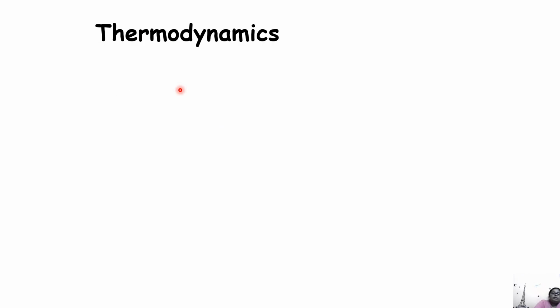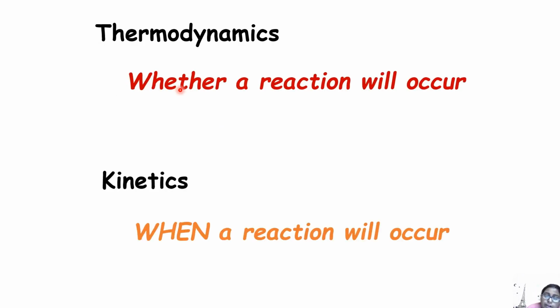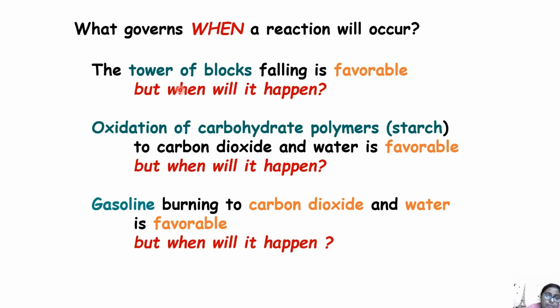Okay, so if we talk about the thermodynamics aspect, we think about whether the reaction will occur, but if we talk about the kinetics aspect, we think about when the reaction will occur, how much time it will take, etc. So what governs when a reaction will occur? Oxidation of carbohydrate polymers to carbon dioxide and water is favorable, but when will it happen? Gasoline burning to carbon dioxide, CO2, and water is favorable, but when will it happen?